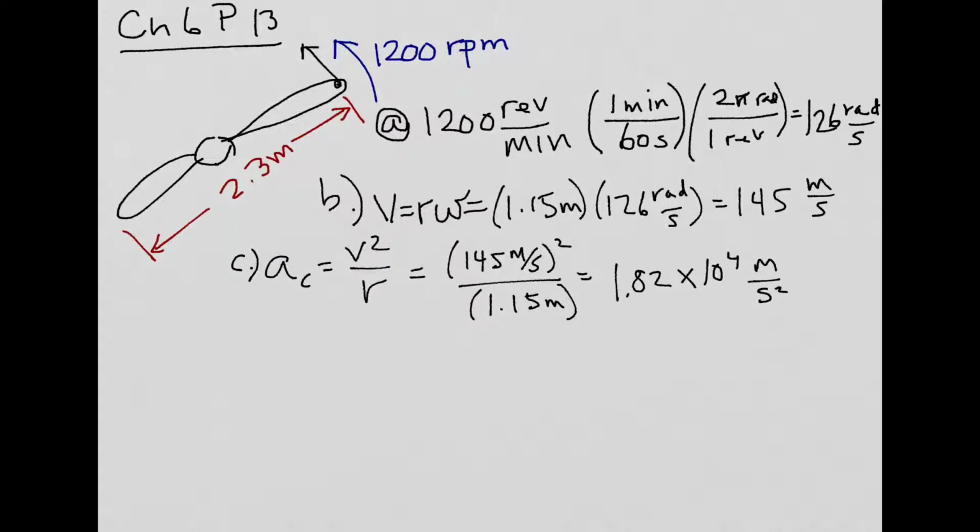The last question says, well, what is that number in terms of its relationship to g's, 1 g being 9.8 meters per second squared? So really what they're looking for is the ratio of A c to g.